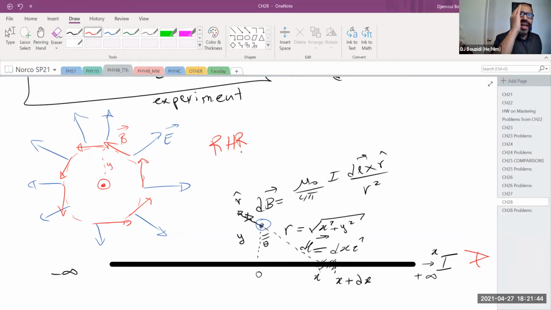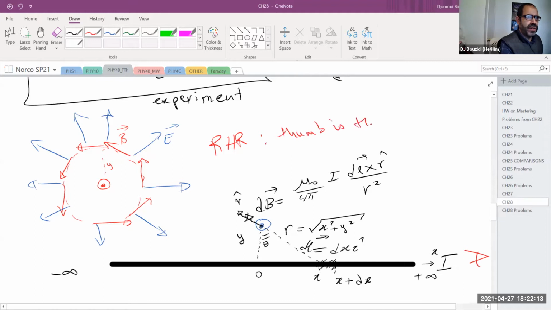Now, if the current is going inward, obviously the curling has to happen in the opposite direction. I cannot really show that, but the point is I can just reverse my hand, and then I'm going to find it curling in the opposite direction. It's clearly curling counterclockwise. Counterclockwise. So that is the right-hand rule now. The thumb is the direction of I.